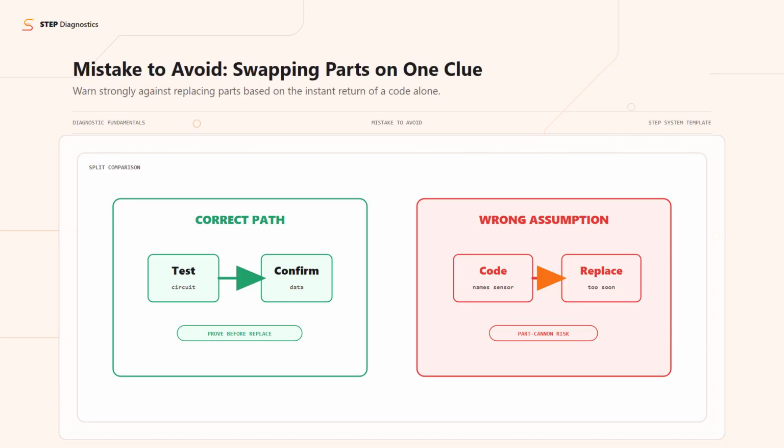Don't fall into the trap of swapping sensors, modules, or connectors just because a code returns instantly. Too often, the real issue is a wiring open, a short, or even an unplugged connector. Unless you have both test results and supporting evidence, don't commit to a repair.